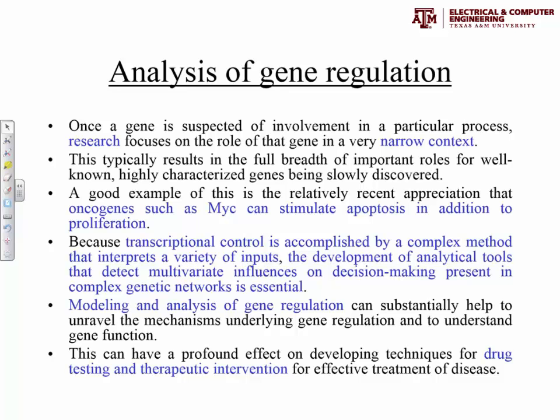Now, modeling and analysis of gene regulation, that means how genes and proteins regulate each other, can substantially help to unravel the mechanisms underlying gene regulation and to understand gene function. In cancer, it is disruption of gene function, so you're looking at the disease state. But if you look at prenatal development, a single fertilized egg developing into an individual, there are a lot of controls. One gene controlling the other, and there is also control not only in time, but also in space, because your eyes have to appear at the right locations. You don't want your eyes in the middle of your legs. That kind of thing.